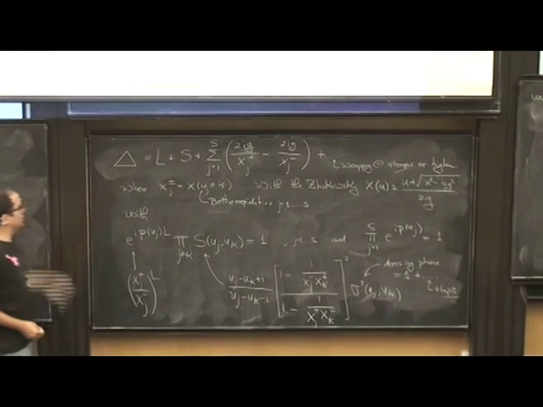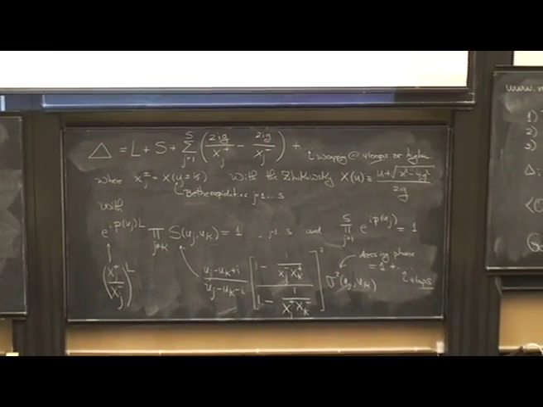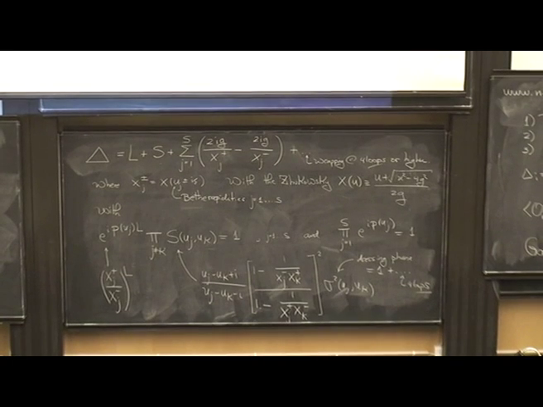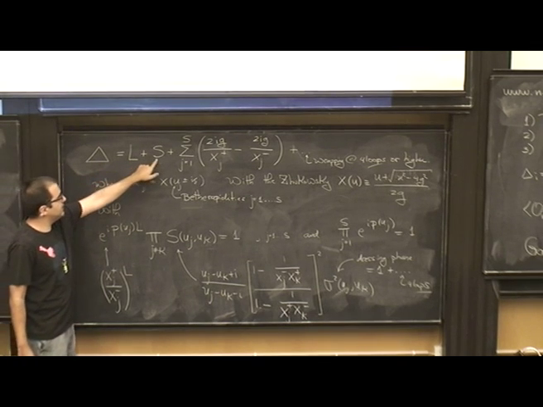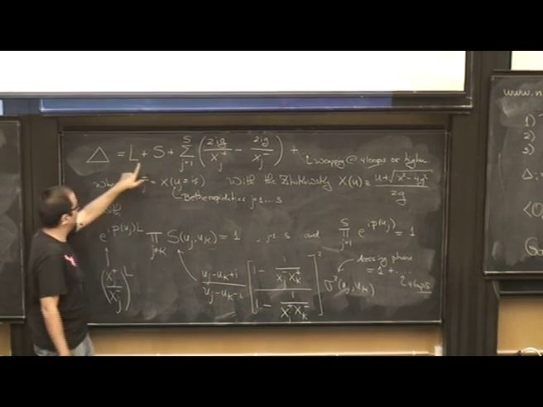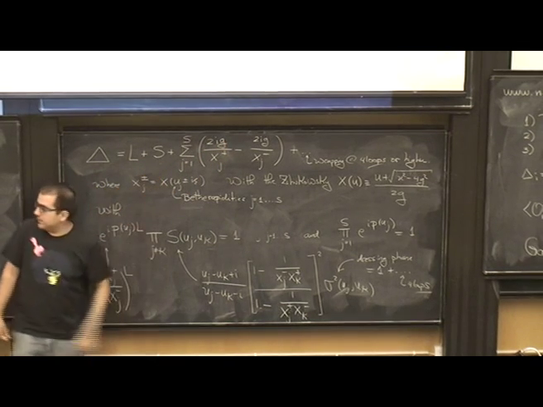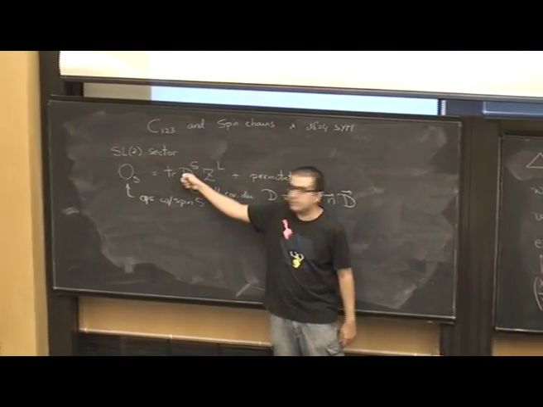So here is the solution to this problem. How do we compute the spectrum, the dimensions of these operators in perturbation theory, say, to an arbitrarily high loop order? So here is the answer. It looks very simple. Delta is just L plus S plus something that has g. So if you put g equals 0, it is just L plus S. That makes sense, right? You just have the classical dimension, L plus S.